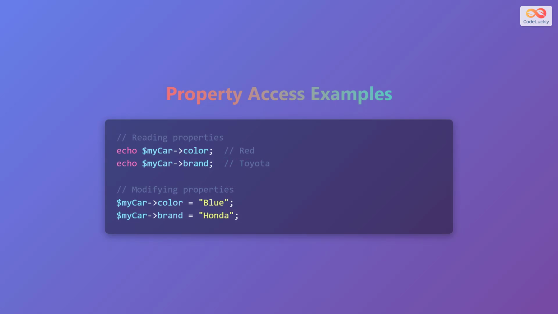Here are some examples of how to use the arrow operator to access and modify properties. To read a property, you simply use echo $object->property. As you can see, we're reading the color and brand of our myCar object. To modify a property, you assign a new value to it using the equals sign. In these examples, we're changing the color of myCar to blue and the brand to Honda.